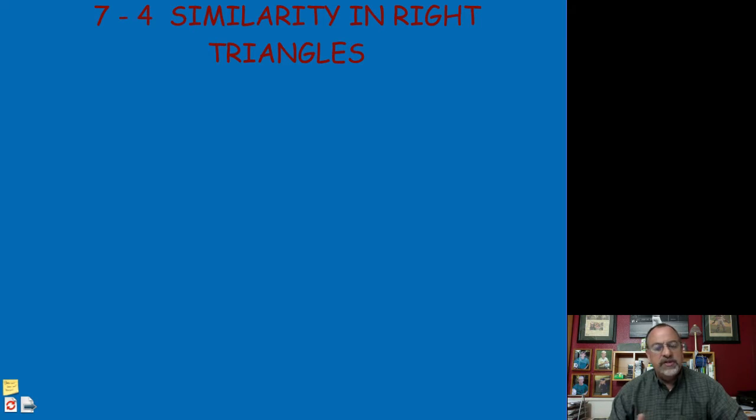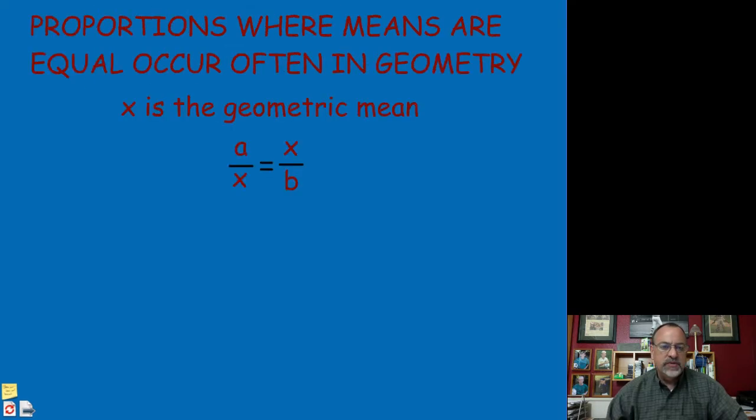We're going to do much the same thing, but we're going to look at what happens with that proportion when we're in right triangles, and there's some interesting things that happen. Now, before we take a look at the right triangle specifically, we want to take one more look at these proportions, because proportions where we have a mean value that's the same happens quite often in geometry.